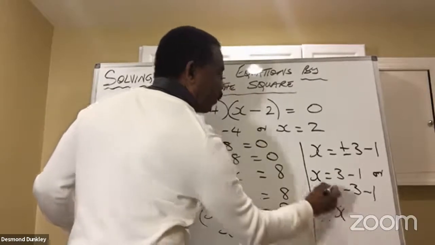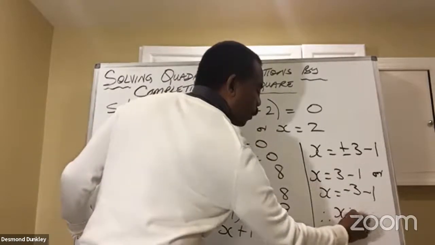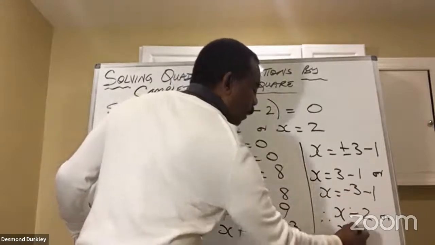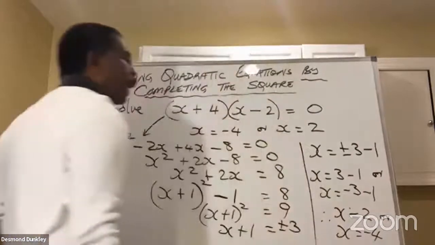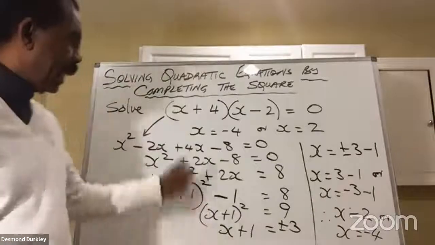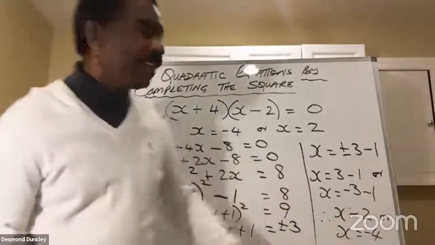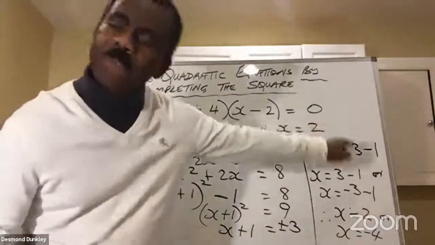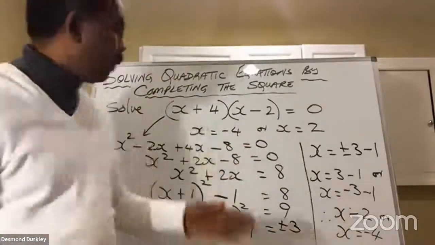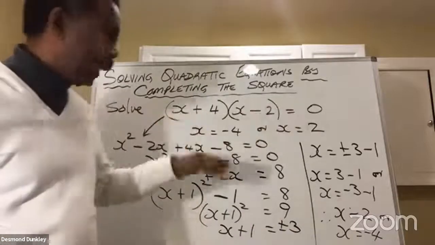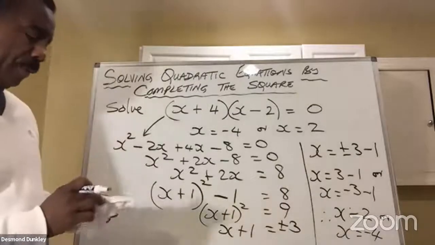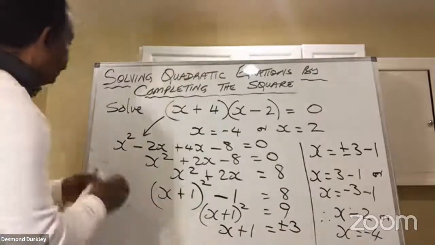Therefore, x is equal to 3 minus 1, which is 2, and negative 3 minus 1 equal to negative 4. And those were the two answers we had before. So what I'm trying to show you is that the method of completing the square does give you the same answers. That's what I wanted to show. So going forward, I will not do this. I will just go straight into a question like this to solve. And let's see what happens. So let's go to a second question.